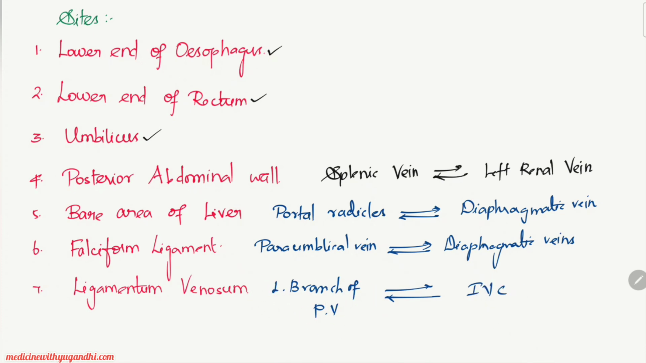See, the last three sites of portocaval anastomosis could be related with the liver. And the first three sites are very, very important: the lower end of the esophagus, then the lower end of the rectum, and then the umbilicus. Then you could easily remember that the last three sites are related with the liver. One is the bare area of the liver, then the falciform ligament, then the ligamentum venosum, and the last one is the posterior abdominal wall.